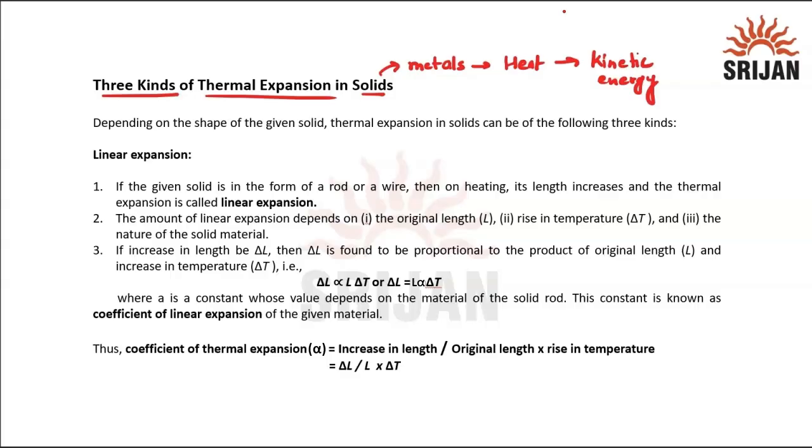Now in solids particularly, there are three ways through which you can actually see the expansion. We will be talking about them one by one. So the first is linear expansion. Linear means a straight line expansion. So if the given solid is in the form of a rod or a wire, then on heating its length increases and the thermal expansion is called linear expansion.